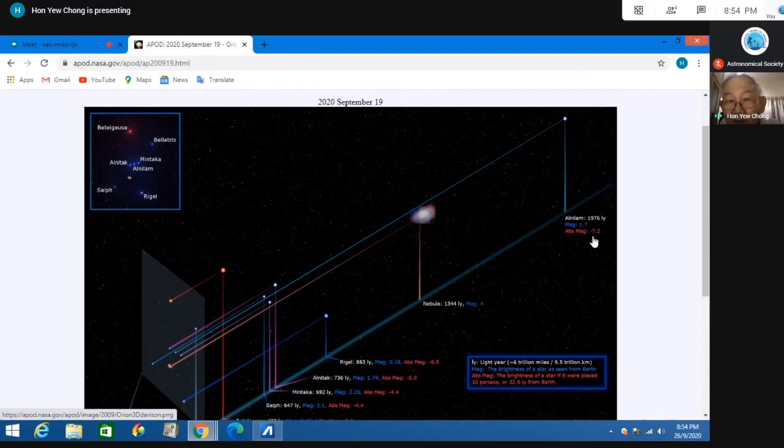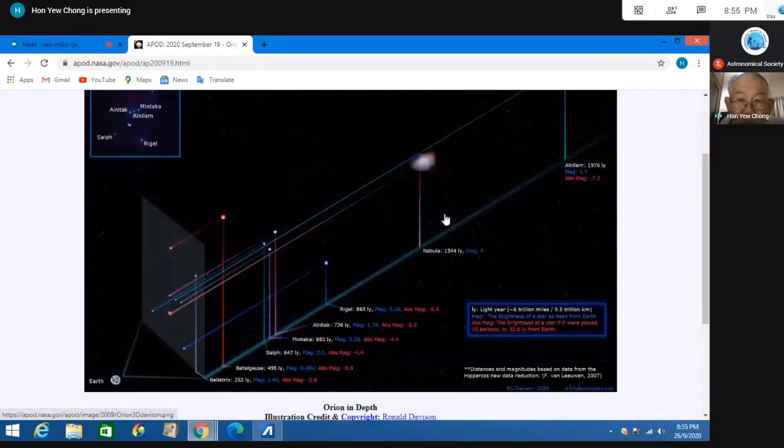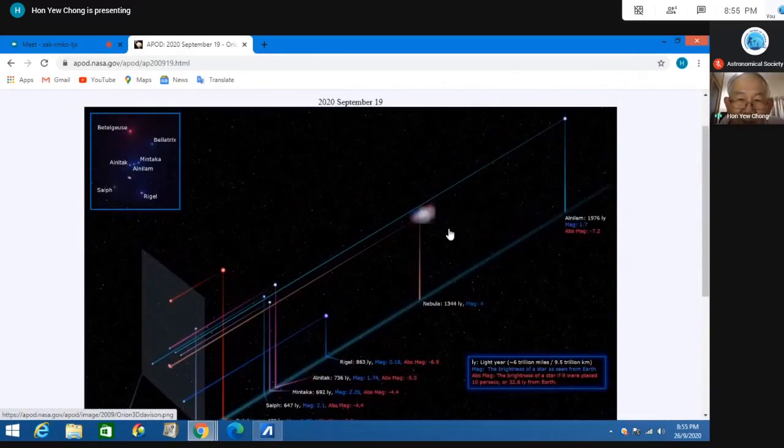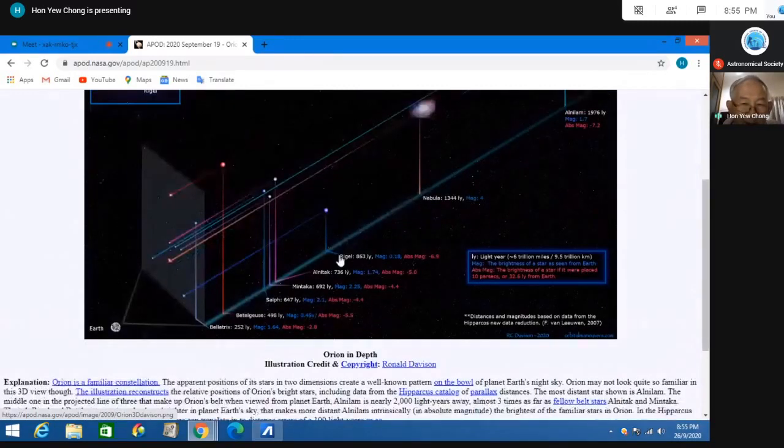Very bright, which makes it many times brighter than Venus when Venus is at its brightest. So imagine if Alnilam were much closer. Wow, it could be even brighter than Venus. So this Alnilam is 1,900 over light years away, and then the one that is here is not bad. The M42 Great Orion Nebula is 1,344 light years away, very far away. And after that you have Rigel, quite far away. Rigel is 863 light years away, and not bad.